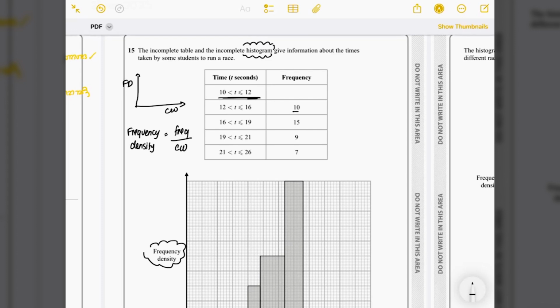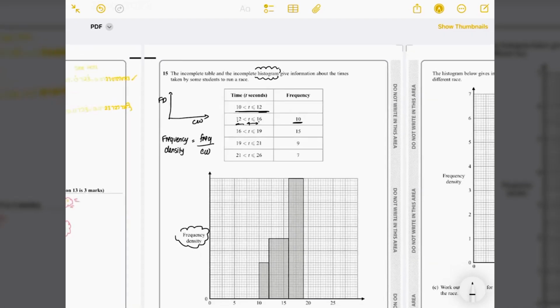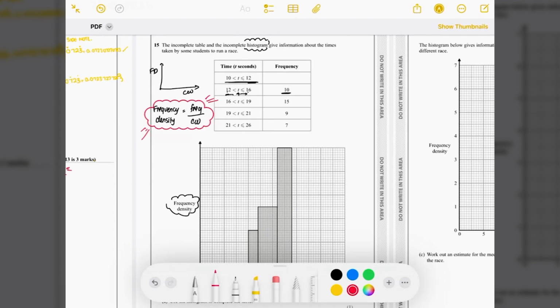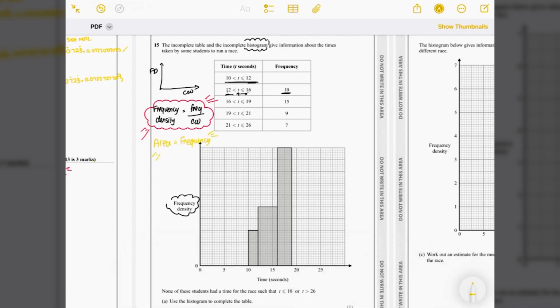So whatever the frequency here is 10, the class width is 4. So you do 10 divided by 4. That will give you the frequency density. Now, the other piece of information that you want to know is that the area of these bars is your frequency. All these areas are rectangles, right? So if I do length times width, and my length is frequency density times the class width, I get the frequency. The area inside is your frequency.